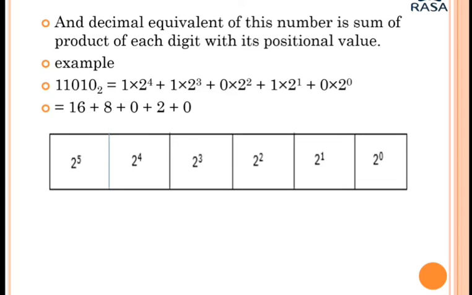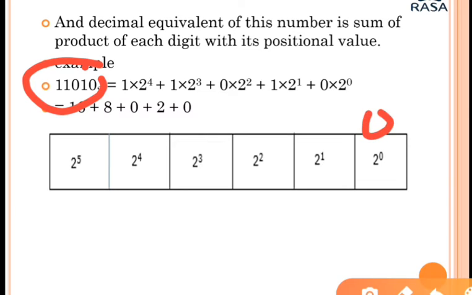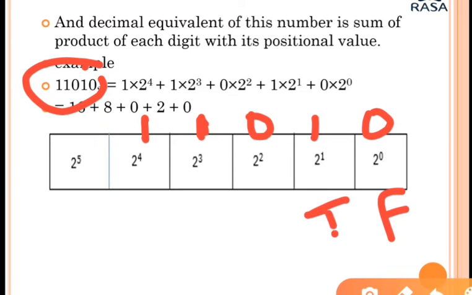So here we will understand with the example. This is your binary number and you have to convert it in the decimal format. So how you will fill the number in the table? First 0, 1, 0, 1 and 1. So it is 0, that means this bit is false or means off. 1, true means this bit is on. So this is false, this is true, this is true.